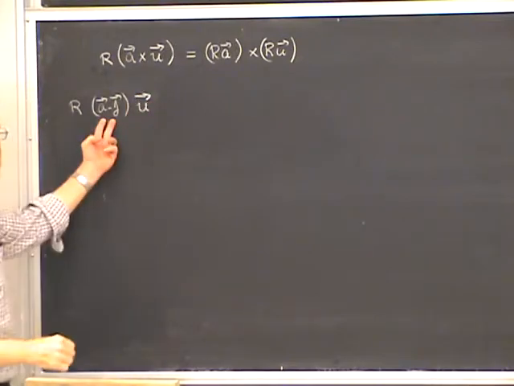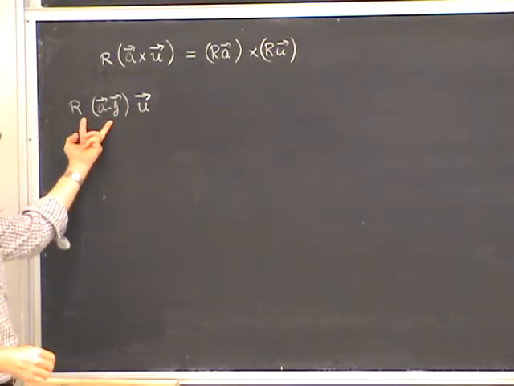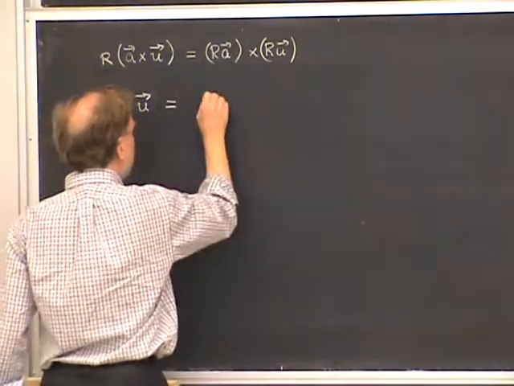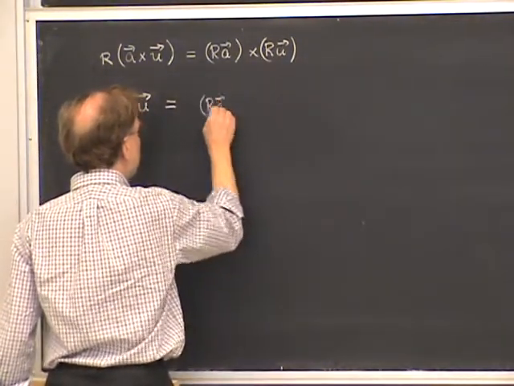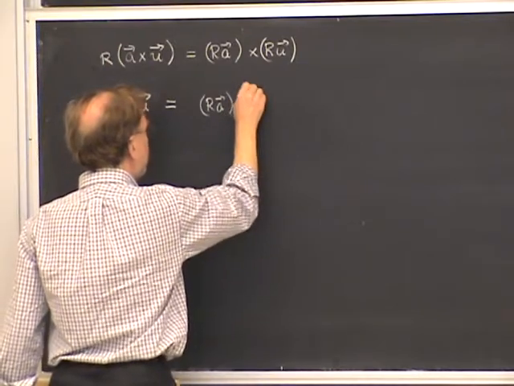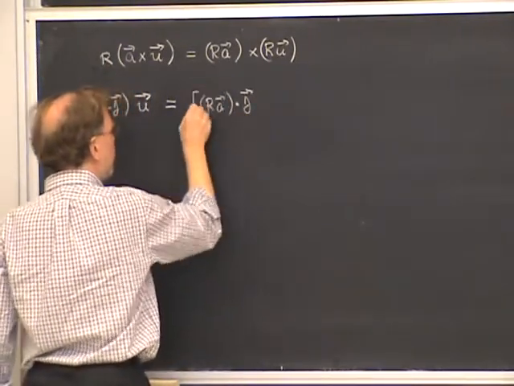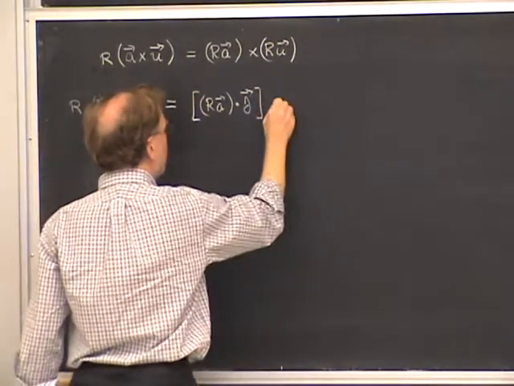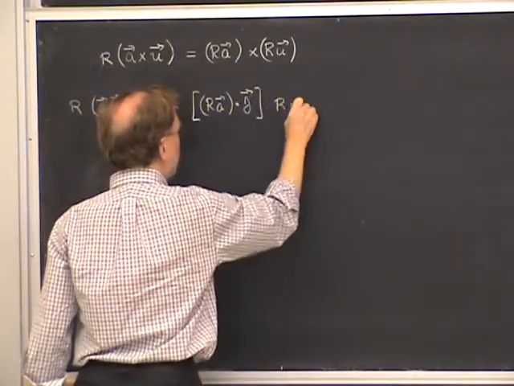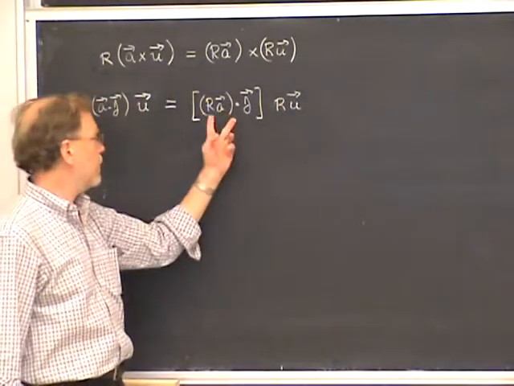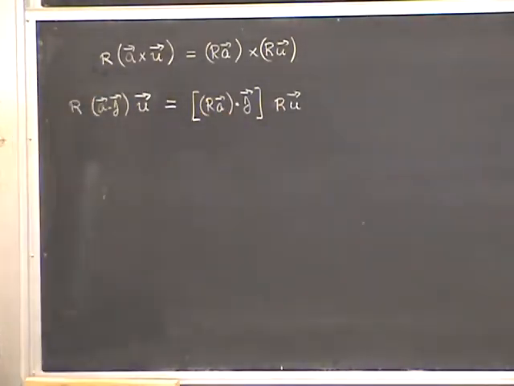A dotted into J is a matrix, so now you can see this is a product of two matrices multiplying u. And on the right-hand side, we can write this as Ra, which is a vector, dotted into the vector of three matrices J, like this, multiplying Ru. So this is, again, a matrix multiplication: this matrix times that one.